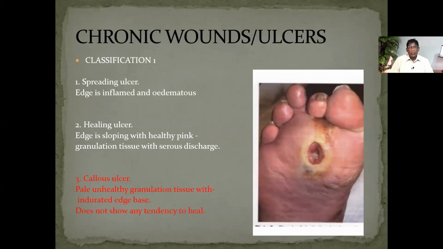This is a callus ulcer or neuropathic ulcer. So, painless, unhealthy granulation tissue with an indurated edge. If you notice, the second toe is bent, so probably the patient is having osteomyelitis, or even in the chronic stage, it may have led to fibrosis of the tendon, causing the flexion deformity of the second toe.